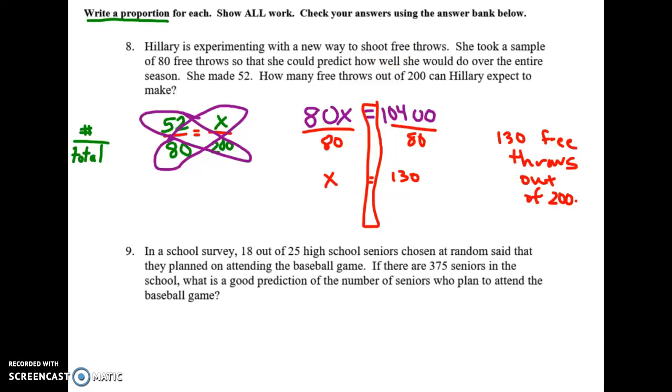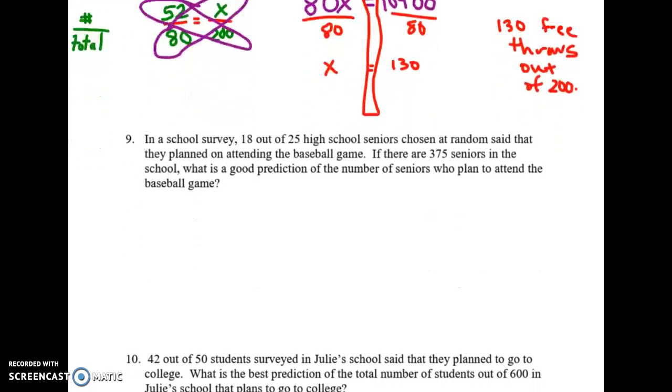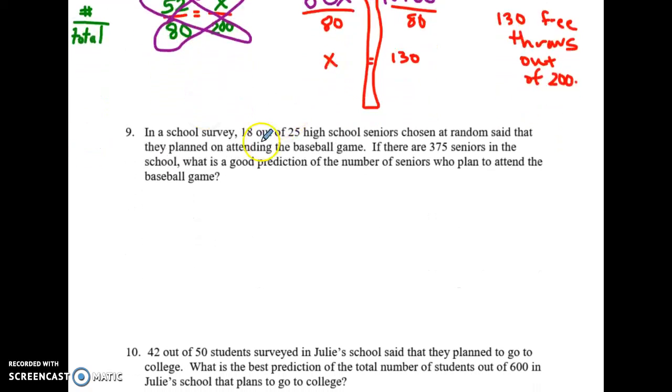Okay, so another problem. Again, you're going to write a proportion. For number 9, in a school survey, we had 18 out of 25 high school seniors chosen said they were going to attend the baseball game. If there are 375 total seniors in the school, we're going to set our proportion up so we can make a prediction of the number of seniors who attend.